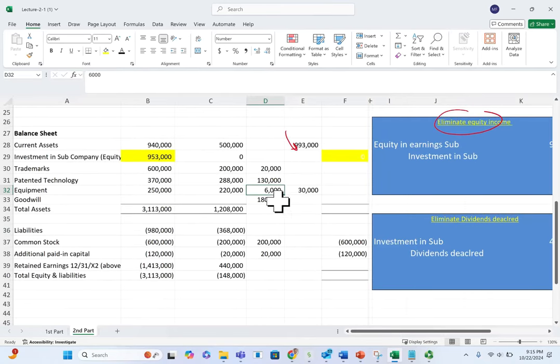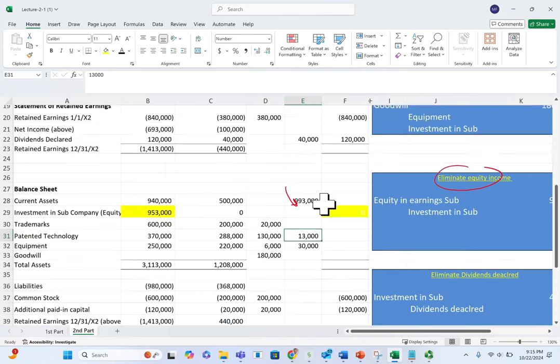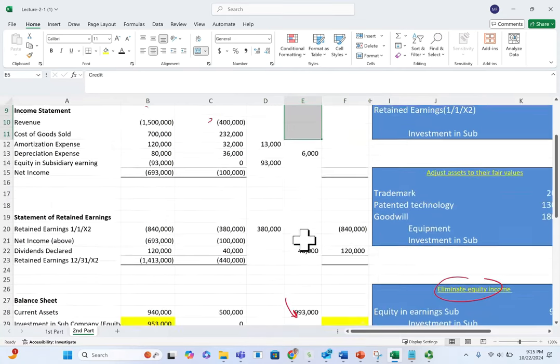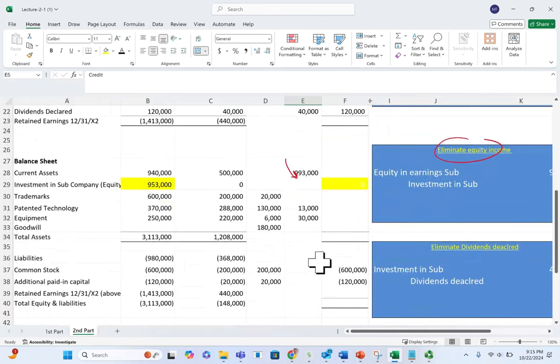I'm going to debit the equipment to increase the equipment. And am I going to credit the patent and technology? Because what I need to do, I need to amortize this 130 over 10 years. So every year I do 13,000. Now the book value of this goes down. And then eventually this will go down to zero after 10 years.